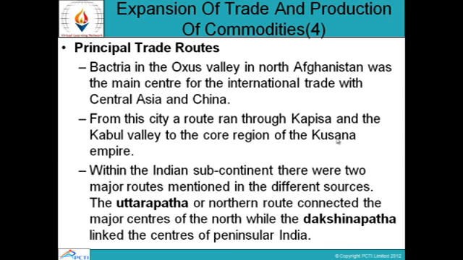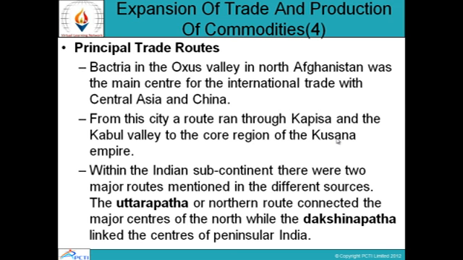Principal trade routes. Bactria and the Oxus Valley in North Afghanistan was the main center for international trade with Central Asia and China. From this city, a route ran through Kapisa and the Kabul Valley to the core region of the Kusana Empire. Within the Indian subcontinent, there were two major routes mentioned in the different sources.